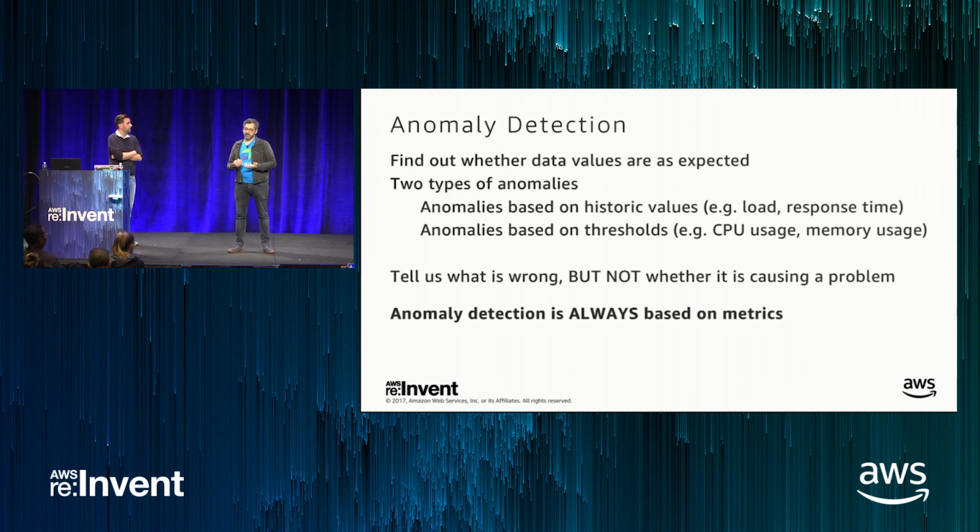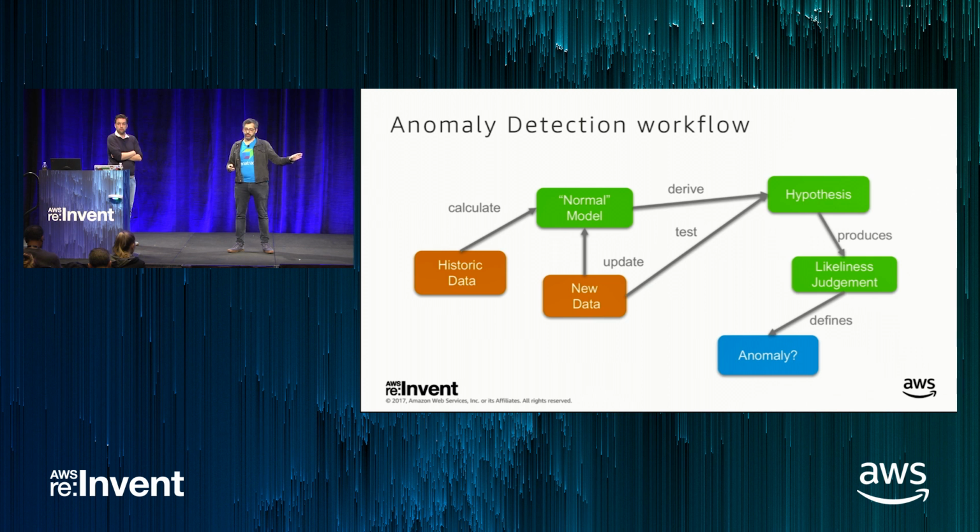That still tells us what is wrong, but not the cause of a problem. And also, anomaly detection is always just based on metrics. It's just how do these metrics look, and are they valid? And the flow to find out anomalies is always the same.